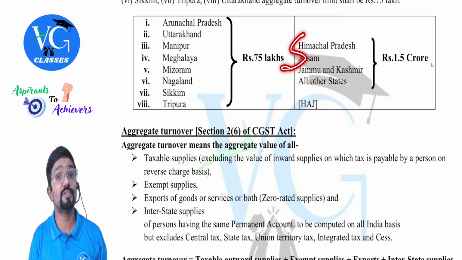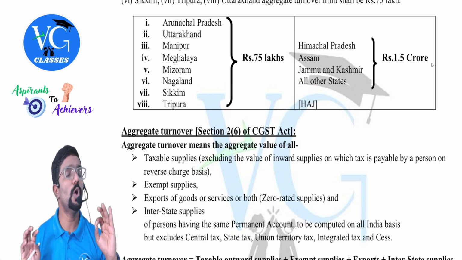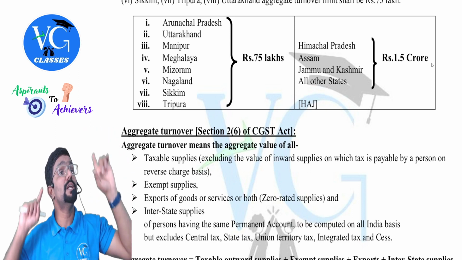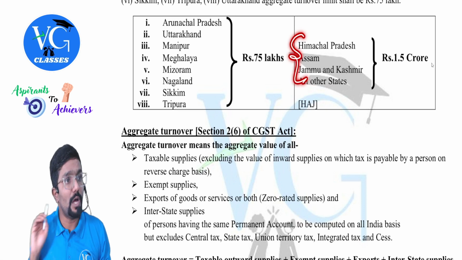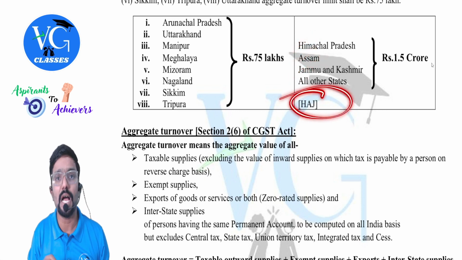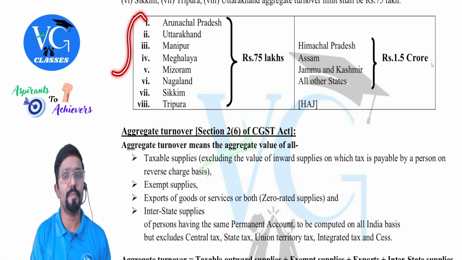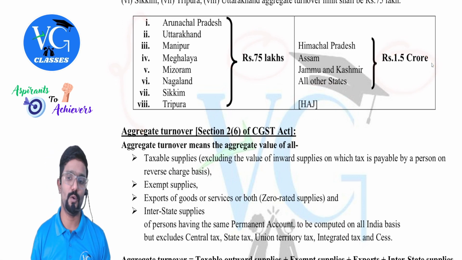I've just mentioned that so that you do not get confused. For section 10, how many special states? 8. For Article 279A, how many special states? 11. So out of 11, they have taken only 8. The remaining 3 are under the normal category here. Which are those 3? Himachal Pradesh, Assam, Jammu Kashmir. In short, I have named them as Arch. Clear? Rest all will come here. 75 lakh, 1.5 crore.